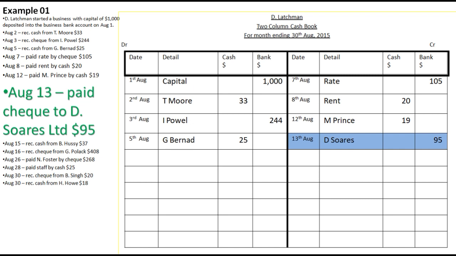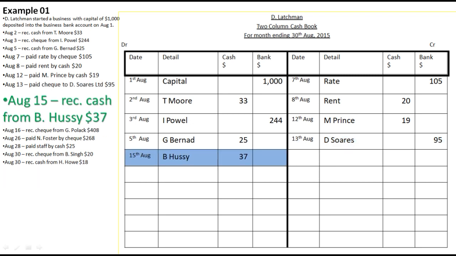13th of August, paid check to D. Stores, $95. Now we are paying, so we have to record it on the credit side. The date will be the 13th of August. The detail will be D. Stores, and we are paying it by check, so we record that $95 under the bank account.